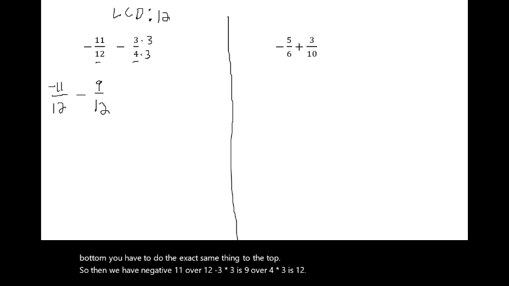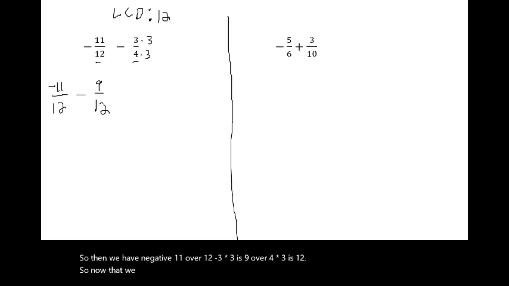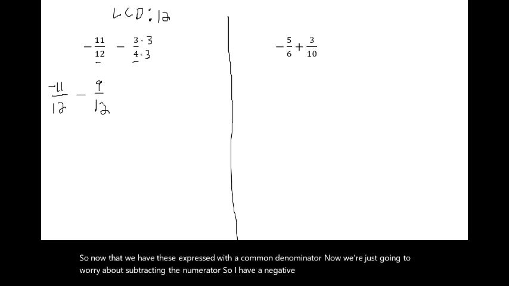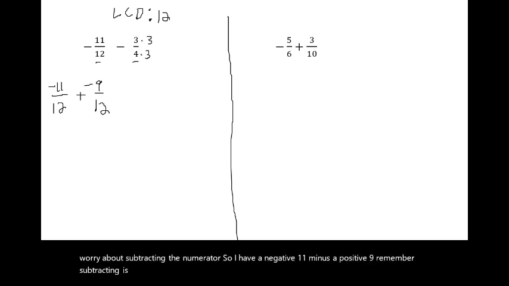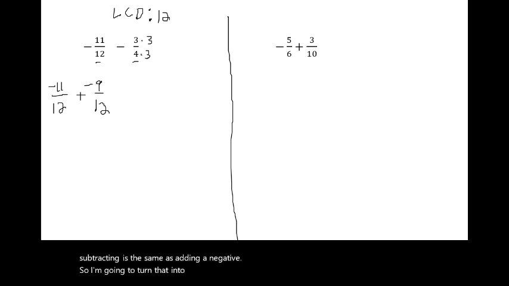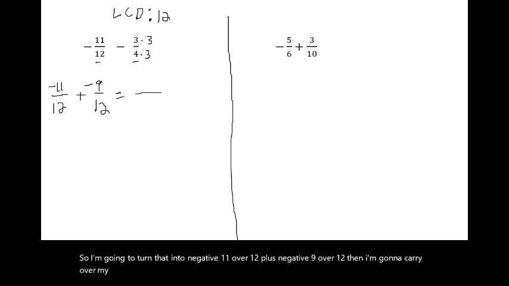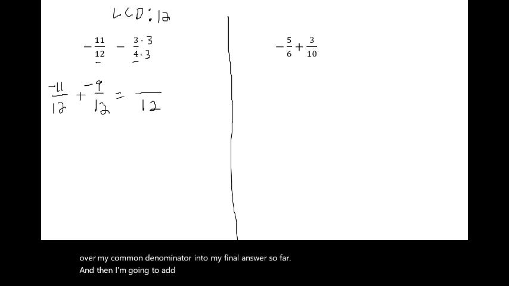So now that we have these expressed with a common denominator, now we're just going to worry about subtracting the numerator. So I have a negative 11 minus a positive 9. Remember, subtracting is the same as adding a negative. So I'm going to turn that into negative 11 over 12 plus negative 9 over 12. Then I'm going to carry over my common denominator into my final answer so far. And then I'm going to add the numerator. So negative 11 plus negative 9.